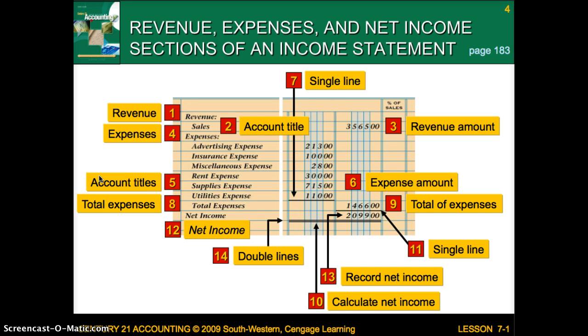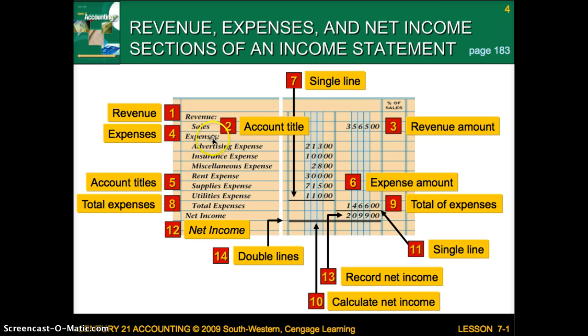So revenue is the first section that we have in our income statement. So we'll write that account title. Underneath would be sales, which is making our revenue. Okay. Then we'll write our revenue amount of $35.65 even. Okay. Then we'll go back and we'll write our expenses down.